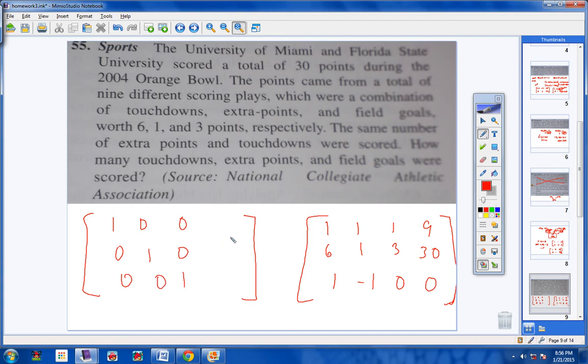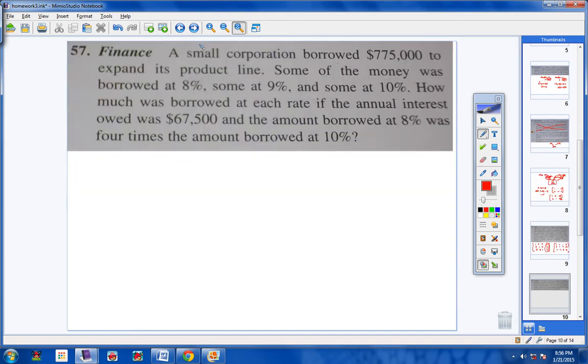And then over here, your 3 numbers will be 3, 3, and 3. There were 3 touchdowns, 3 extra points, and 3 field goals, okay? And that would give you a total of 30 points, by the way, okay? So there's your answer right there. Okay, pretty cool problem. Moving on to number 57.